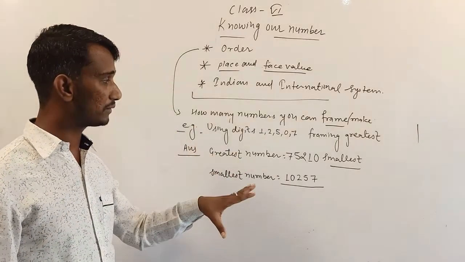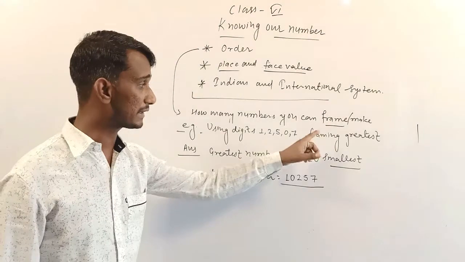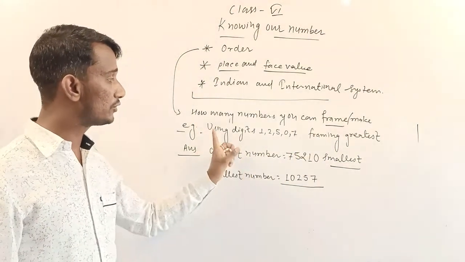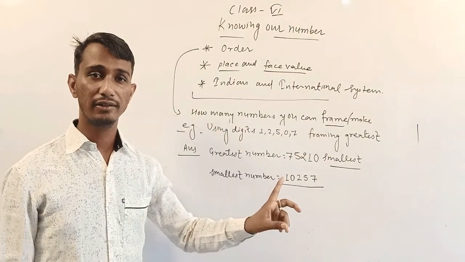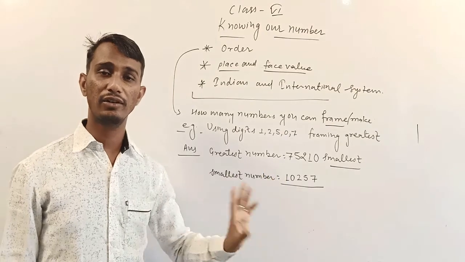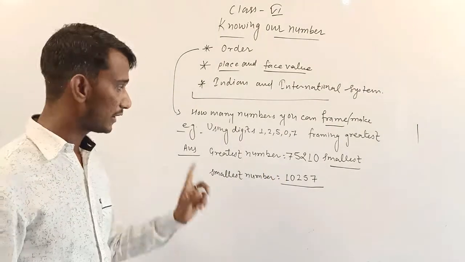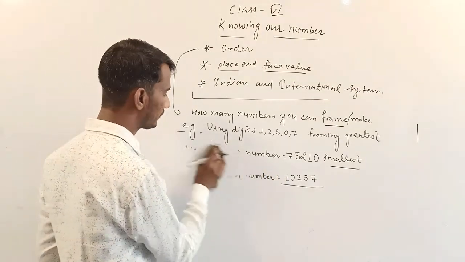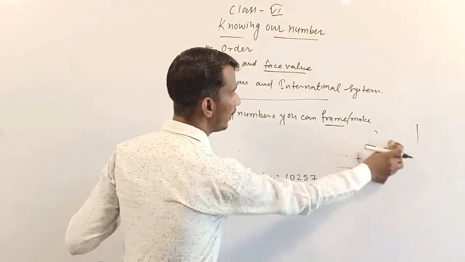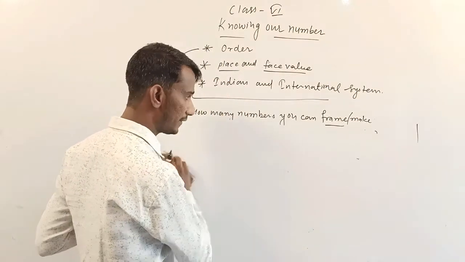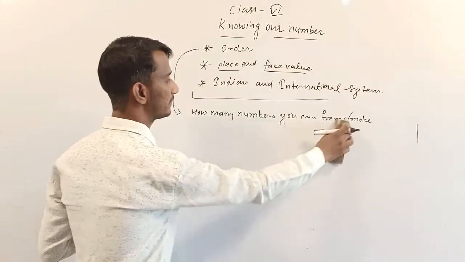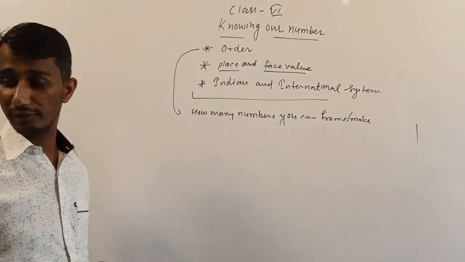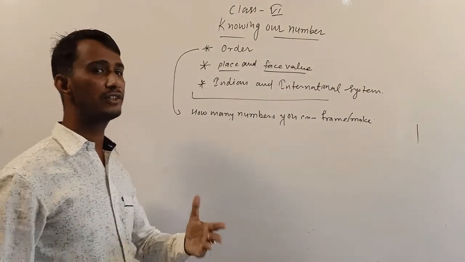Sometimes digit repetition is allowed, but some conditions are given. I hope you are getting my points: how to frame the greatest and smallest number using digits only, where repetition is not allowed. Okay. For the next example, look here. How to make the greatest and smallest number? 4 digit, 5 digit, 6 digit.